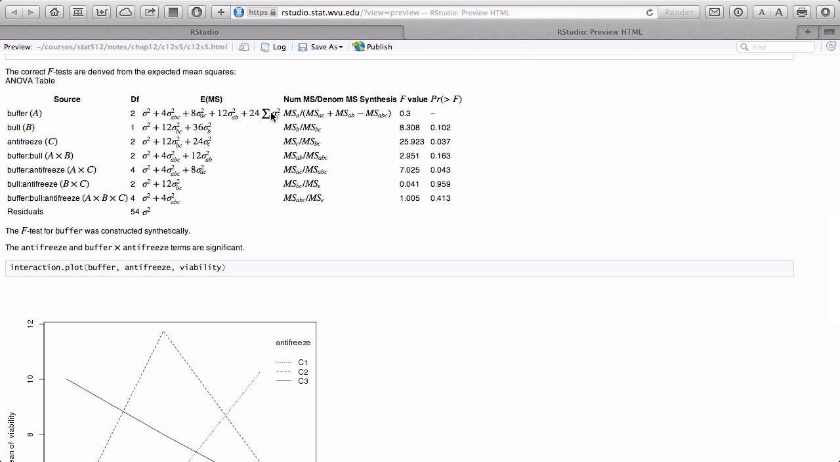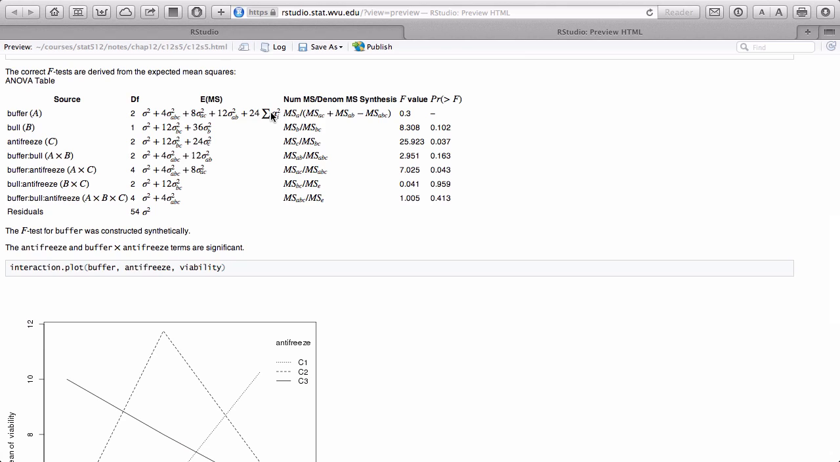So there are the expected mean squares. And if you would go in and run this in JMP, you would find it's a bit different. Well, I have a few more terms in JMP. And so you might ask, well, why is JMP different than this? It's because JMP uses the alternate model, and this is using the standard model.